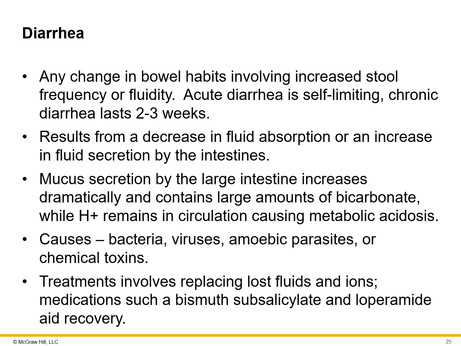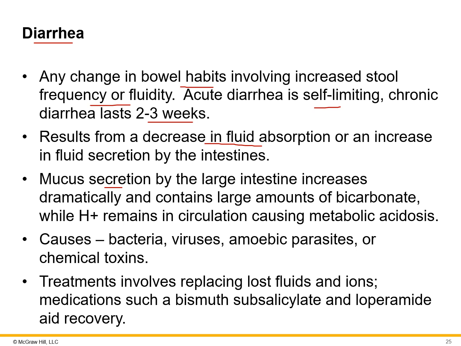And then just finally wrapping up, we mentioned vomiting as a reflex and of course defecation, but then there's diarrhea, which is any change in the bowel habits where we have increased frequency or fluidity of our stool. Acute is self-limiting, just meaning it comes and goes. It doesn't last very long. Chronic is defined as lasting for more than 2 to 3 weeks. This results from a decrease in fluid absorption. Remember, the large intestine absorbs about 80 to 90% of the water. However, diarrhea is whenever there's not as much water being reabsorbed and it's released in the feces.